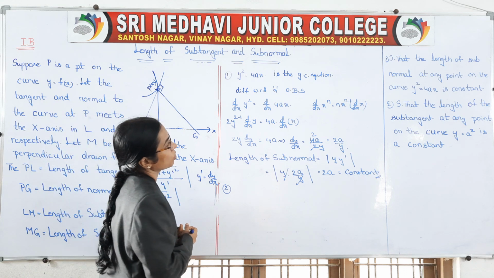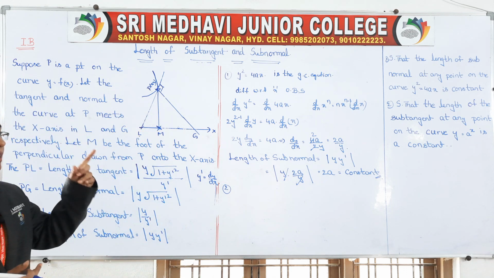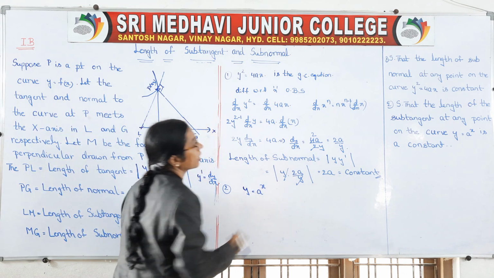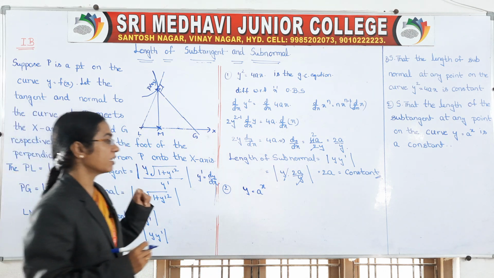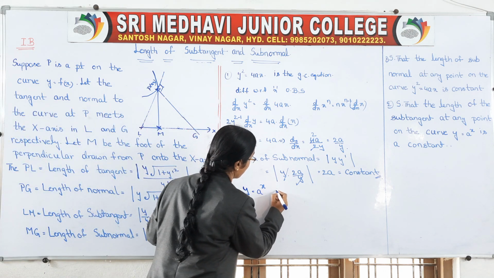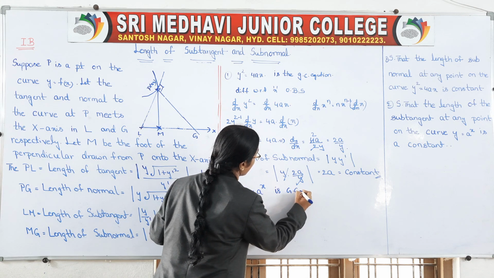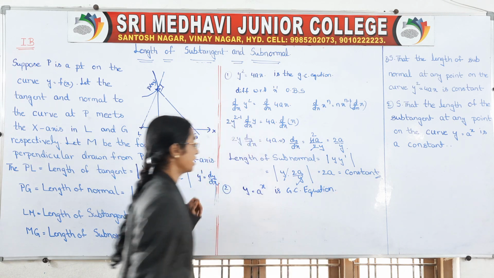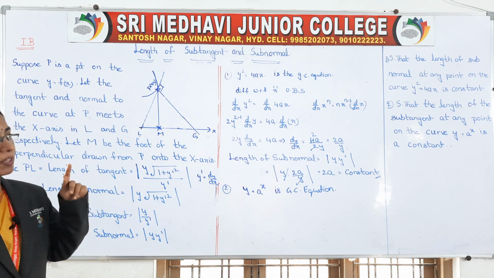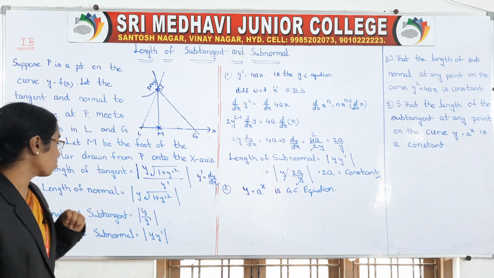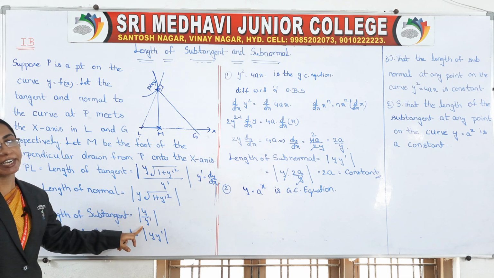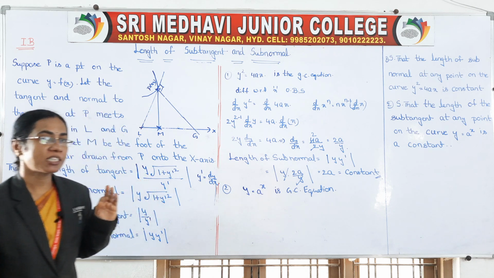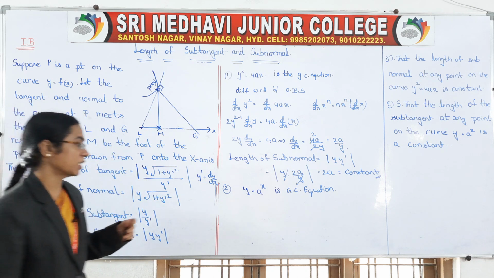Okay, now come to the second question. Show that the length of the subtangent at any point on the curve y is equal to a to the power of x is a constant. So what is the given curve equation? Y is equal to a to the power of x is the given curve equation. So we want to prove that the length of subtangent is a constant. Length of subtangent means y by y dash. Again we need the y dash value, right? So to get the y dash value, we have to differentiate y with respect to x.